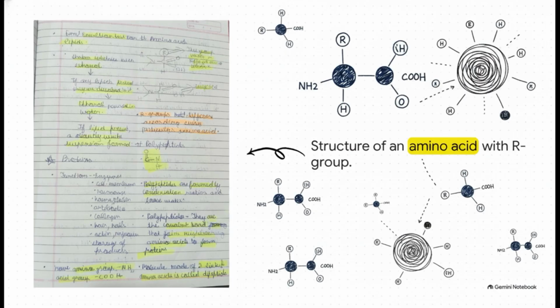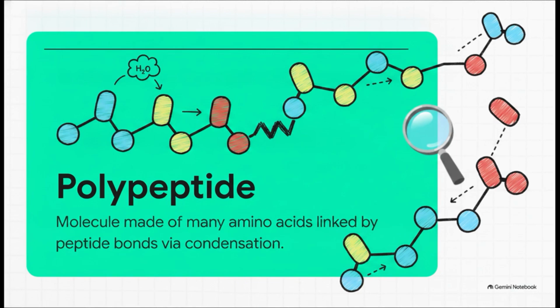It contains an amino group, which is the NH2, an acid group, the COOH, and sitting right there on top is the crucial R group. Now, this R group is the wild card. It changes from molecule to molecule, and it's what gives each specific amino acid its totally unique chemical identity. Now, here's where it gets interesting.